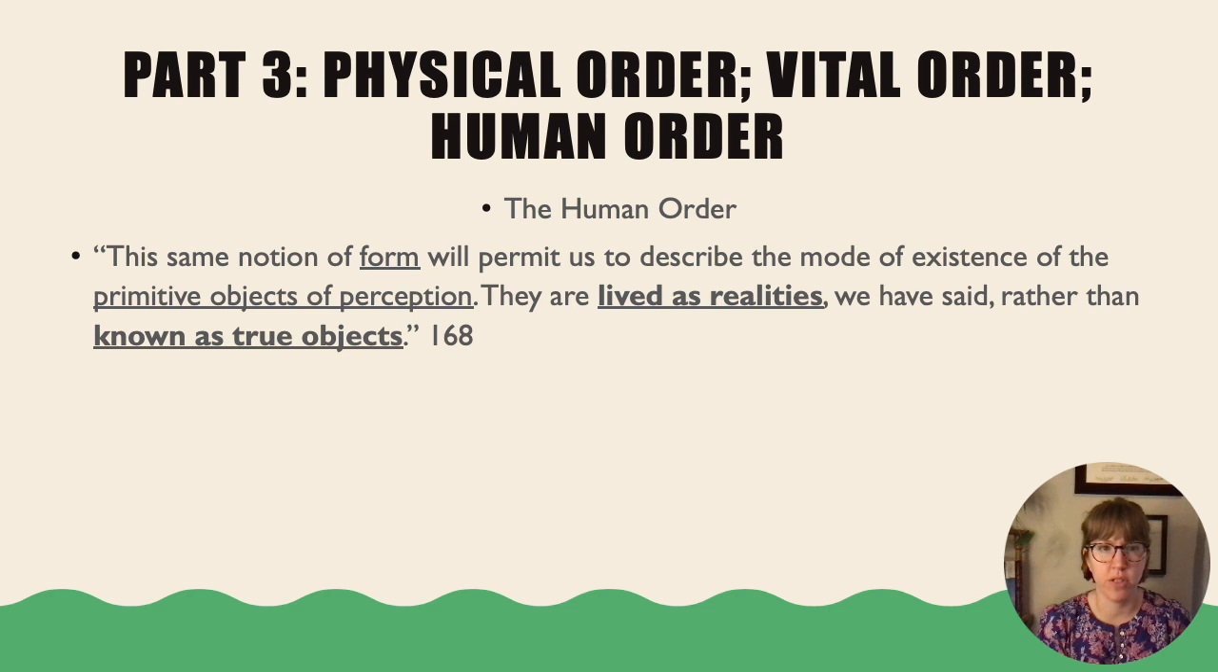He says this same notion of form will permit us to describe the mode of existence of the primitive objects of perception. So notice that word primitive again. They are lived as realities, we have said, rather than known as true objects. So this is a really important quote. I think there is so much summed up in these few words. I think this whole book is really densely packed, and in earlier chapters we could get away more with skipping over some of the formalities of what he's exploring. In this chapter, he just drops these quotes, and there's so much there.